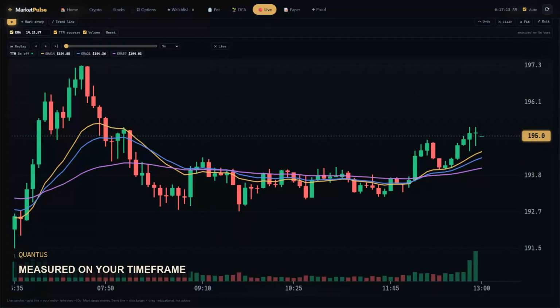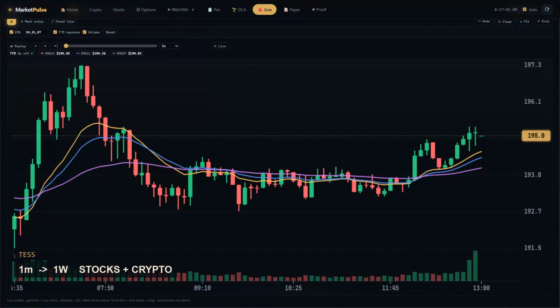Every one of them measured on the time frame you're actually looking at. That should be obvious. It wasn't. It used to show daily EMAs on a 1-minute chart, which is a number that means nothing. We fixed it, because a tool that quietly lies to you is worse than no tool. 1 minute up to weekly, stocks and crypto, same chart, same rules.